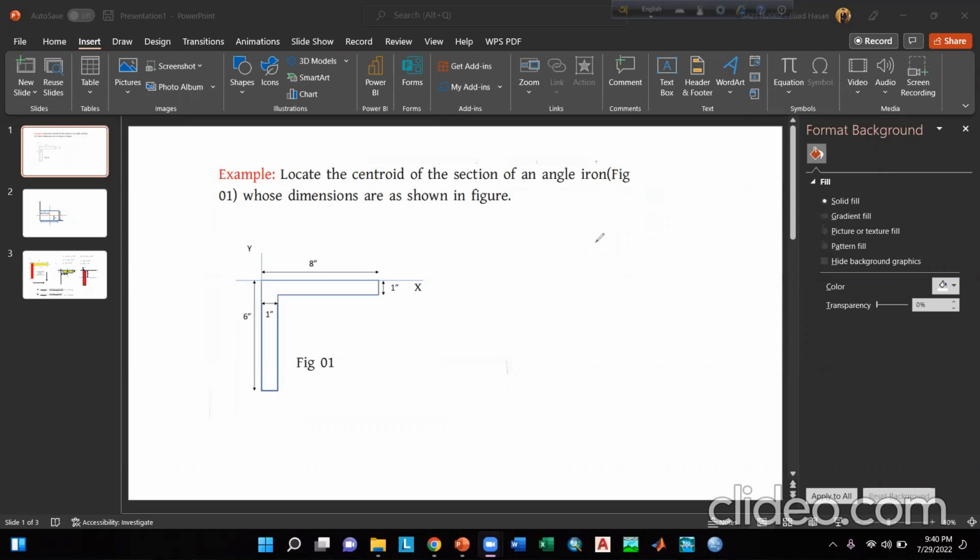In today's tutorial, we will discuss a math problem of analytical mechanics. Basically, we will discuss the centroid determination of a composite body. So let's start. Here it is said: locate the centroid of the section of an angle iron of figure 1 whose dimensions are as shown in the figure. So here you can see that there is an angle iron in figure 1 and its dimensions are also given.